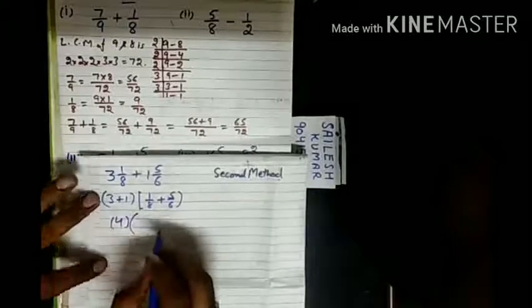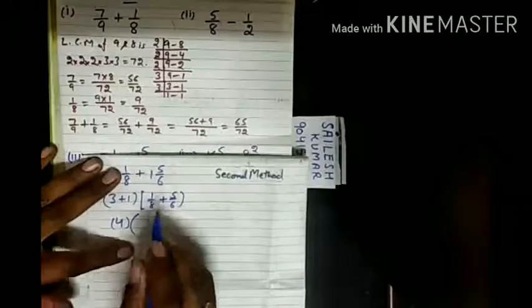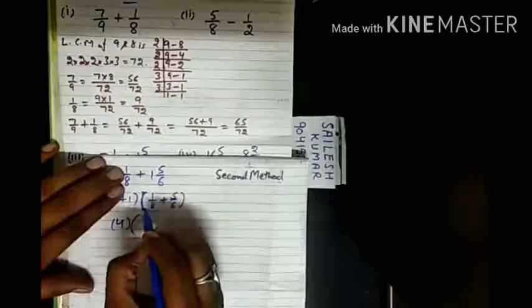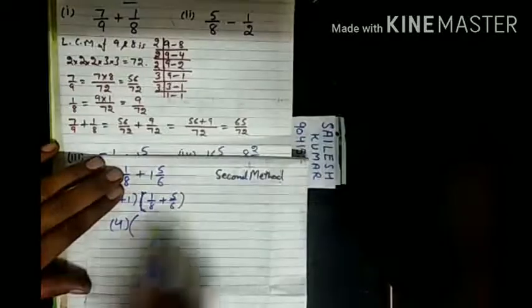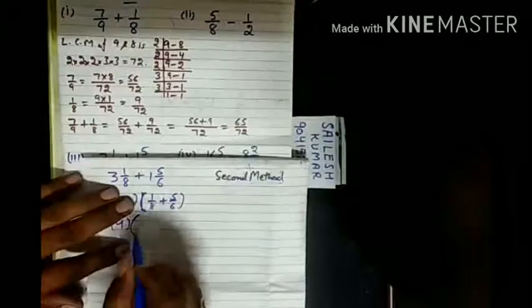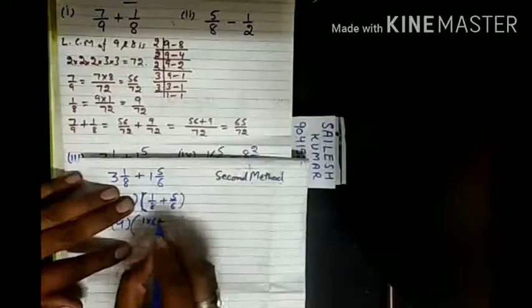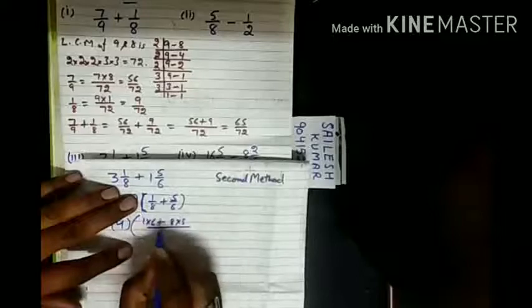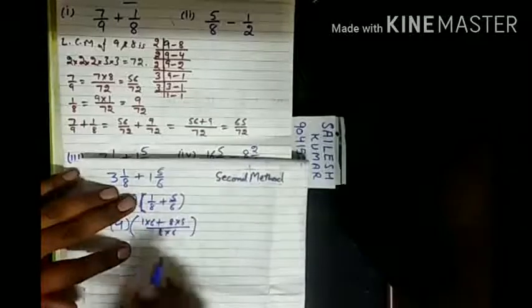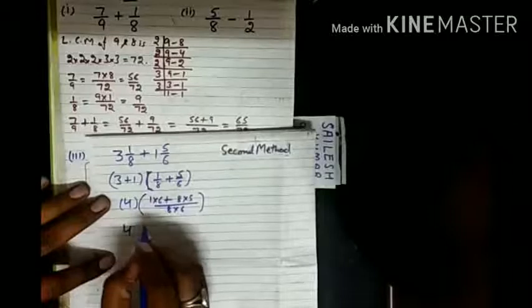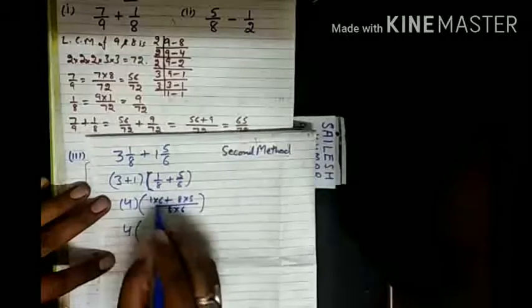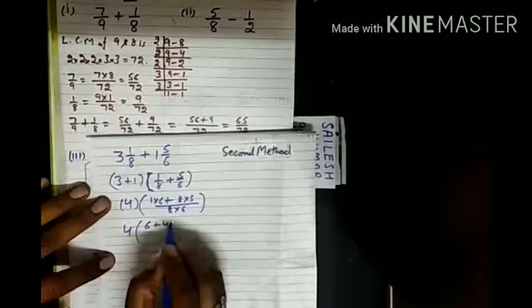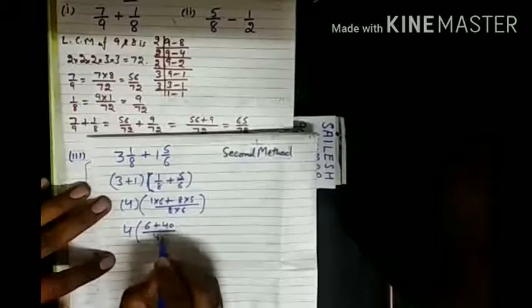Now what we will do, 3 plus 1, the answer is 4, and here we will adopt the method as we have done earlier, the cross multiplication. Now 6 multiply 1 and 8 multiply 5 upon 8 multiply 6. 4 and 6 plus 40 by 48.